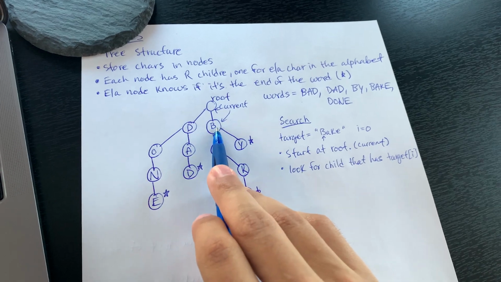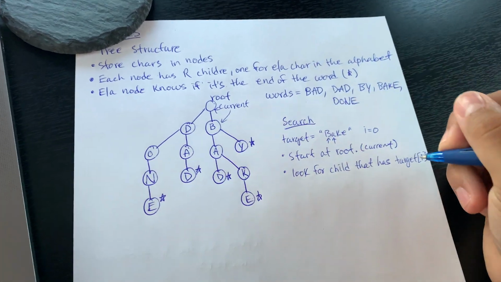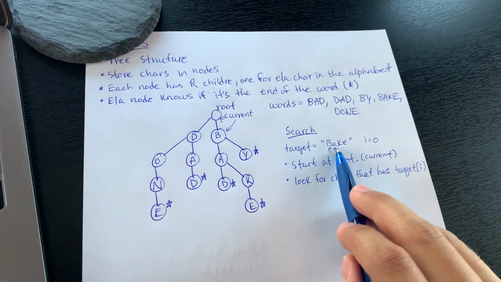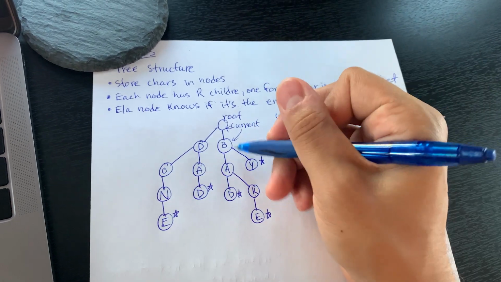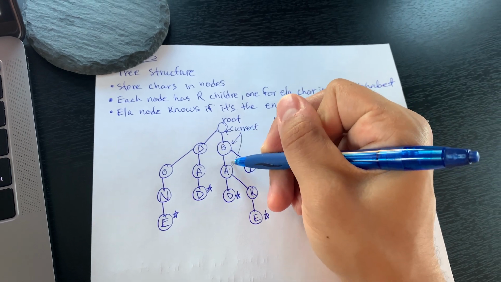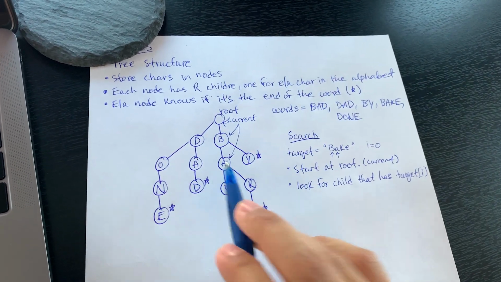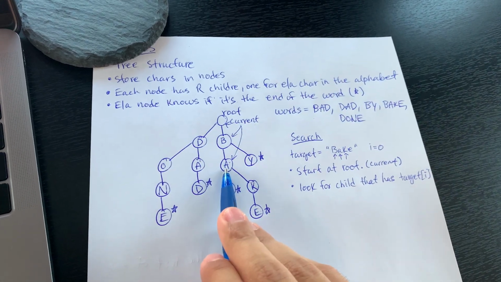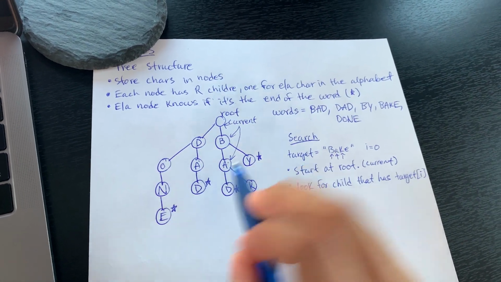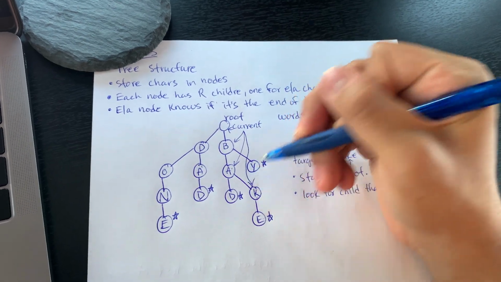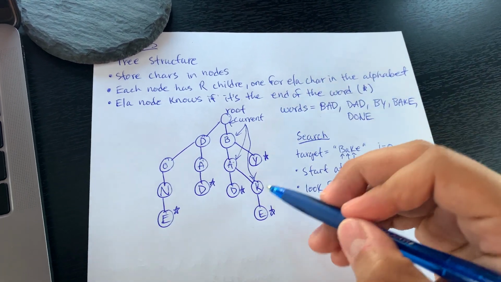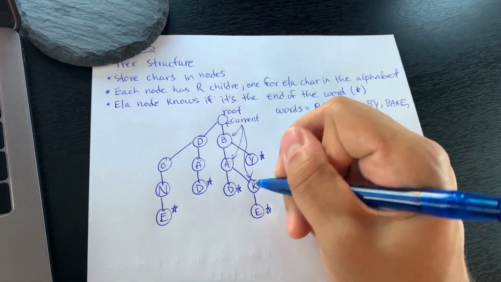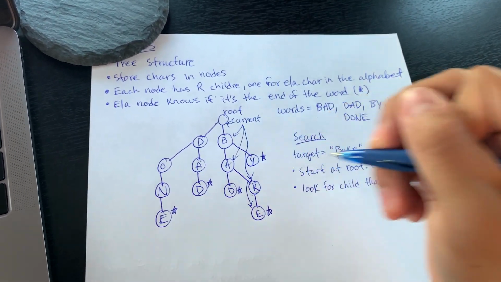So now we're at B. We'll look at the next character of our target. Again, let's look for a child of our current node that contains the letter A. So in this case, we find this node and we will traverse here. Now this is our current node. Let's look at the letter K. Let's find a child of A that has the letter K. In this case, we'll traverse to this node. Okay? Now from here, let's find a child of K that contains the letter E. So we'll finally traverse to this node.